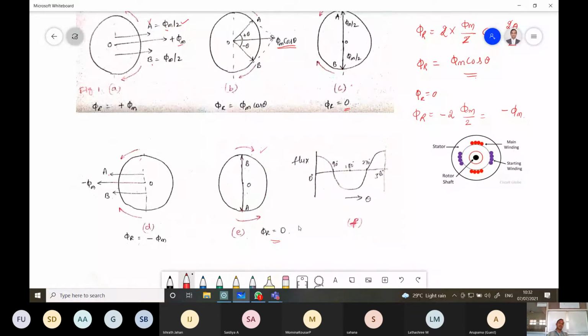Okay. So likewise from 0 to 360, the flux will be revolving around the air gap. So we will get the rotating magnetic field here. So theta is equal to 0 to 360 degree. Then a curve similar to that shown, figure number F, from 0 degree to 360 degree, we will obtain the sinusoidal flux with the rotation of theta. Okay, so this is obtained.